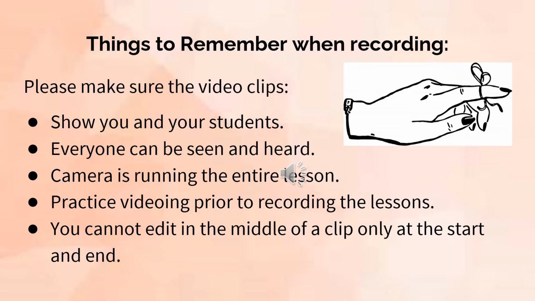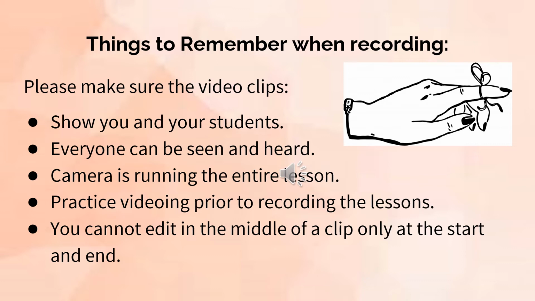There are a few logistical things you need to remember when you're recording. The first thing is you have to make sure that your camera shows you and your students. It has to show both you and your students. So you want to think about where in the room your camera needs to be to do that. Secondly, everybody has to be able to be seen and heard.